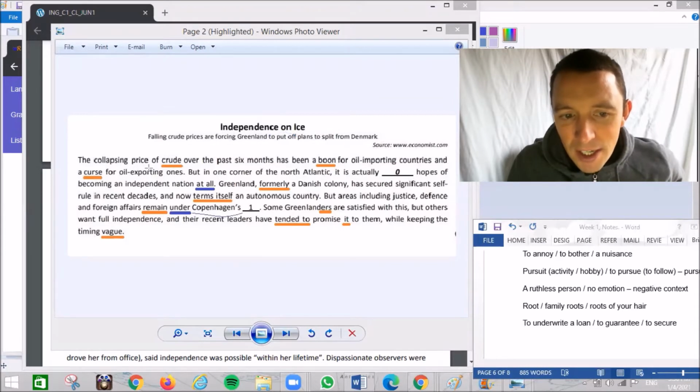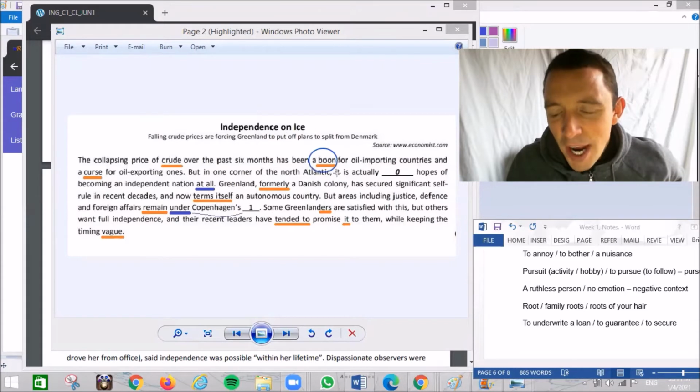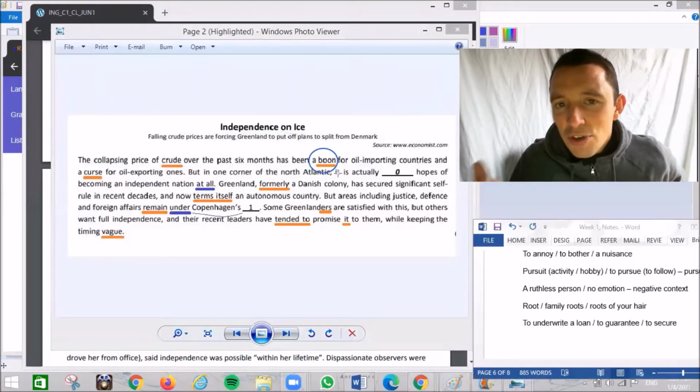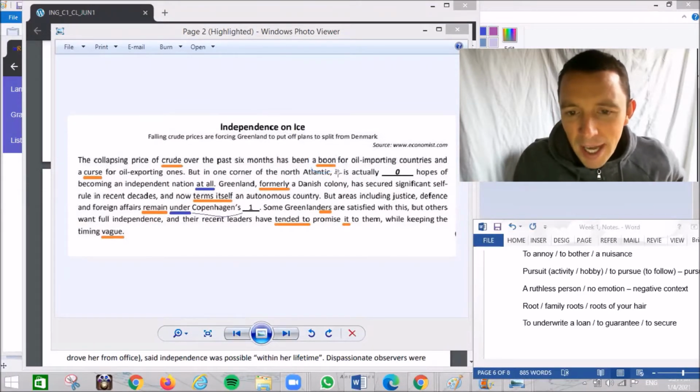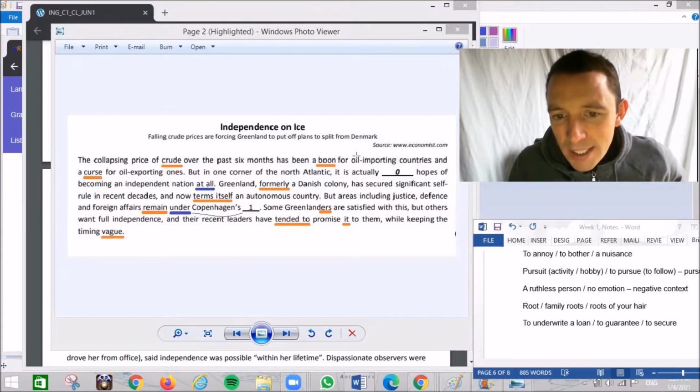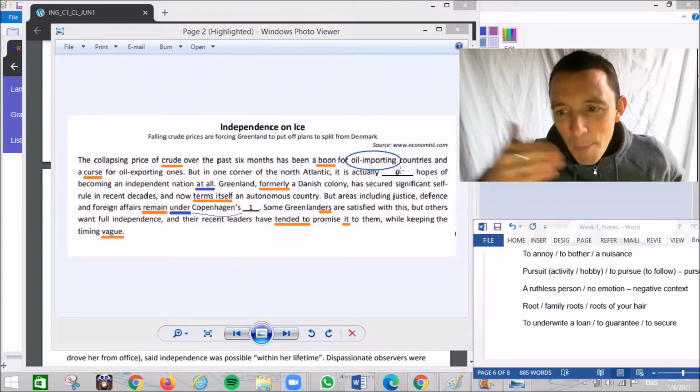The collapsing price of crude over the past 6 months has been a boon. That's like a treasure, something positive. If you receive a boon, it's something positive, like a big prize, like a treasure. Similar to treasure, a big positive increase of money. And it's very, very positive, okay? For countries importing, so the countries that import, and the opposite is export.